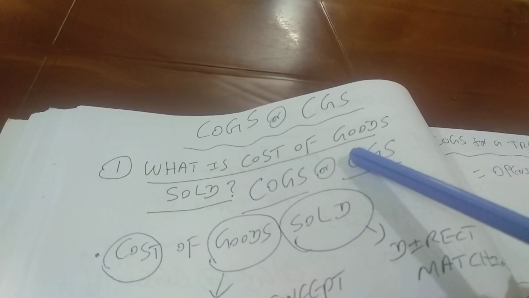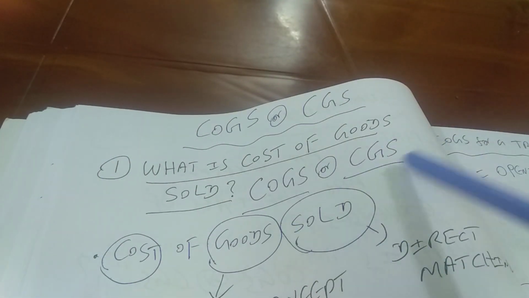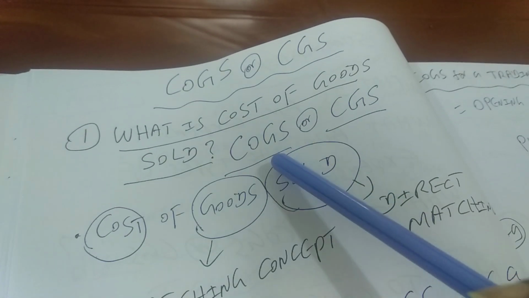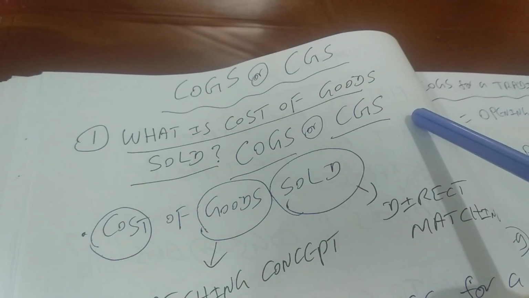Let's look at question number 1. What is cost of goods sold, which is otherwise known as COGS or CGS.